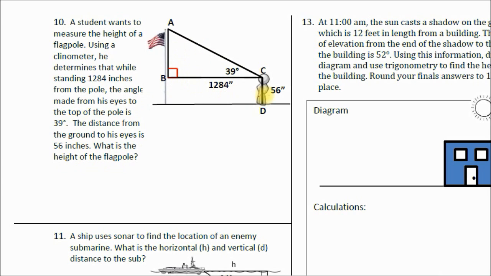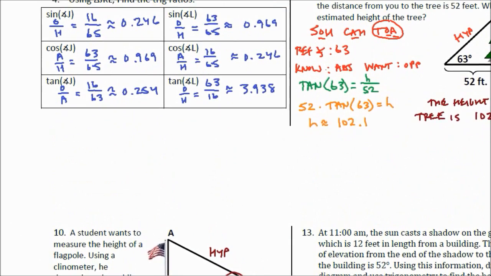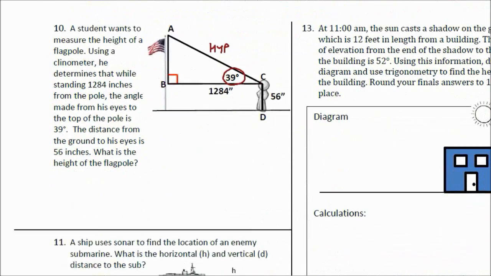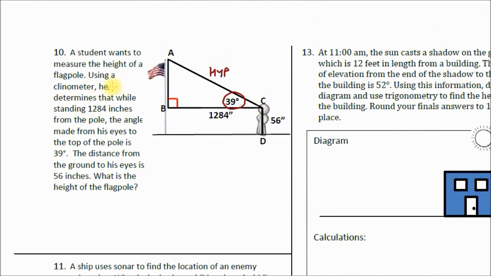Well, everything is already labeled here on this diagram. All we have to do is start working our trig. So we know this is hypotenuse. If we're going to use 39 as our reference angle, in fact, I should have circled the reference angle on question number 9. Let's do that. Okay, there's our reference angle. That would make this length AB opposite. And that would make 1284 adjacent.